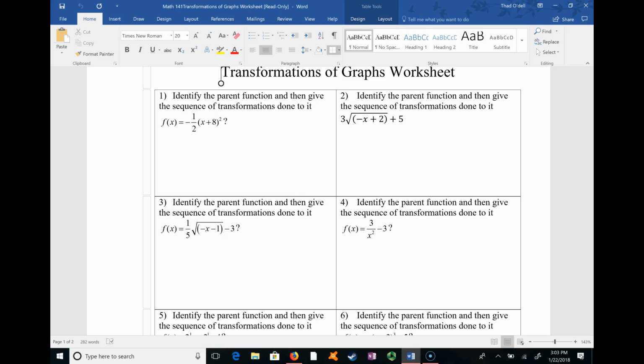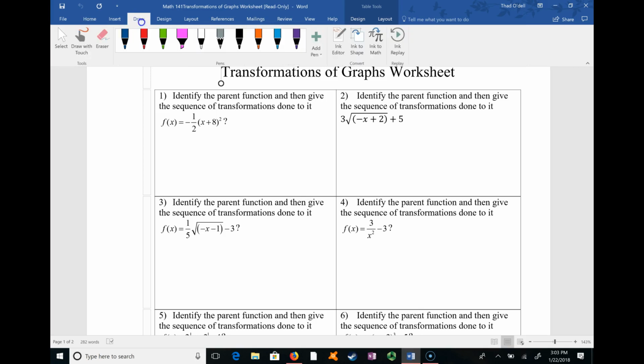So if you've done that, or you're working towards that, then you should be able to look at this and see, because of the squared right there, that's the main thing that's happening to this function. We know that the parent function of this is y equals x squared. So that's the first part: identify the parent function and then give the sequence of transformations.